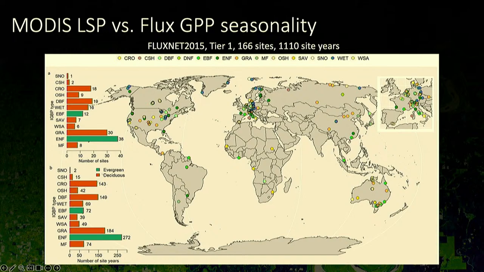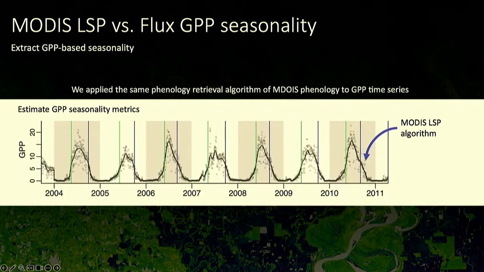We use all of these, those are flux tower sites. We have 166 sites, and that's over 1,000 site years of data globally, and we categorize them as evergreen and deciduous based on their plant functional type. This is measured data, right? And then we have those GPP time series.